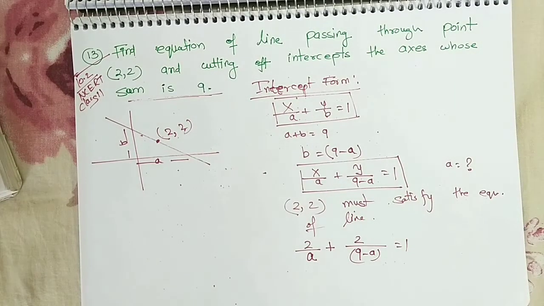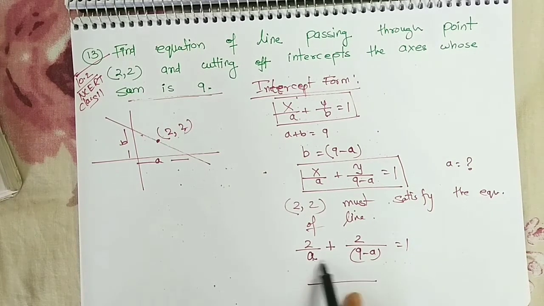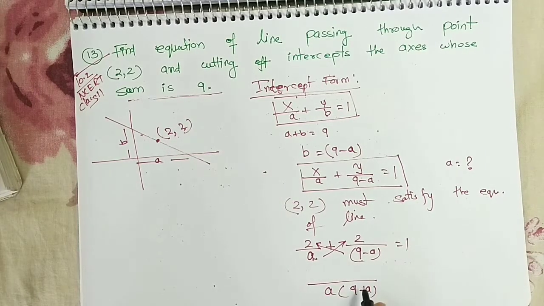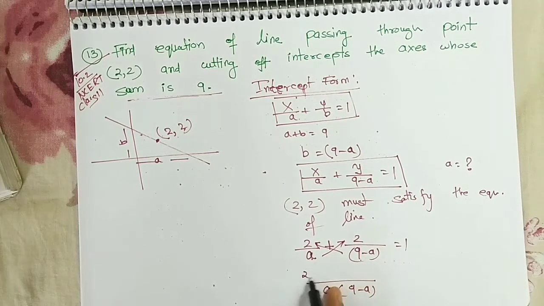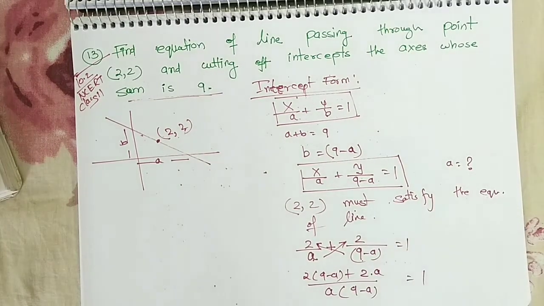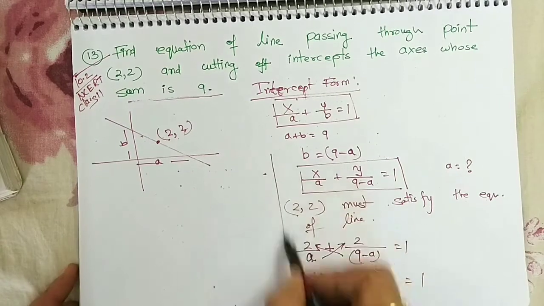Now let me solve it. So guys, can I take the LCM as the product of these two, correct? So it is a times (9 minus a), and this into this and this into this. That's how we add fractional numbers. So this is 2 into (9 minus a) plus 2 into a, is 1. Okay, let me simplify it.